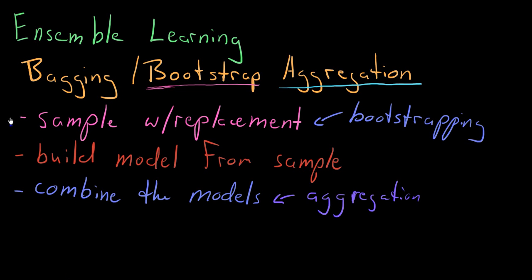So let me group all these together. This is kind of the process. This is what happens. We sample with replacement, we build the model from the sample, and then we combine the models. Now I'm going to write what it helps with. So now we're saying that the reason it's good, the reason we want to do this, is it helps with outliers.